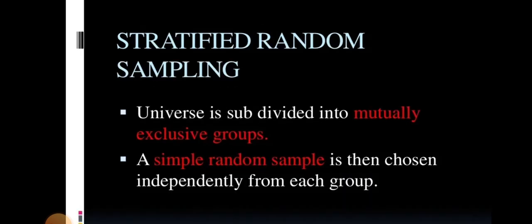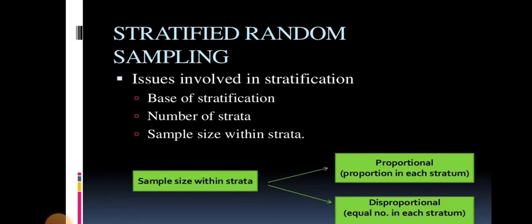Now comes stratified random sampling. The universe is subdivided into mutually exclusive groups. A simple random sample is then chosen independently from each group. So here the population is divided into mutually exclusive groups.